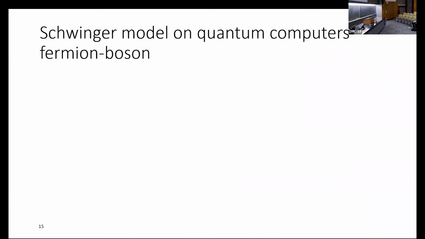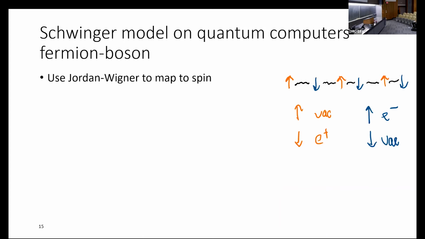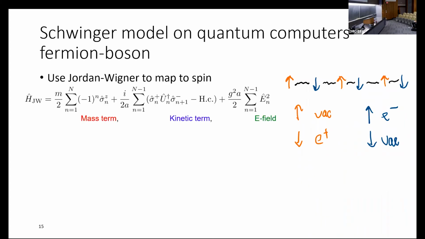So how do we map the Schwinger model to spins? As I said, you use the Jordan-Wigner transformation to map the fermions to spins. I think many of you are familiar with this. So now spin up means no positron for the odd site, and down means there is a positron for the odd site, and for the even site it is the other way around. Up means there is an electron, and down means there is no electron. And so now your Hamiltonian becomes like this. All the psi and psi dagger become sigma. Then you are left with this U and this E.